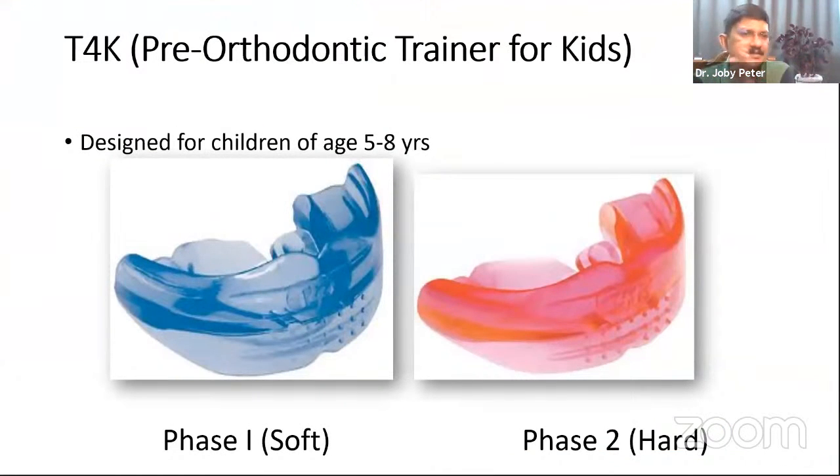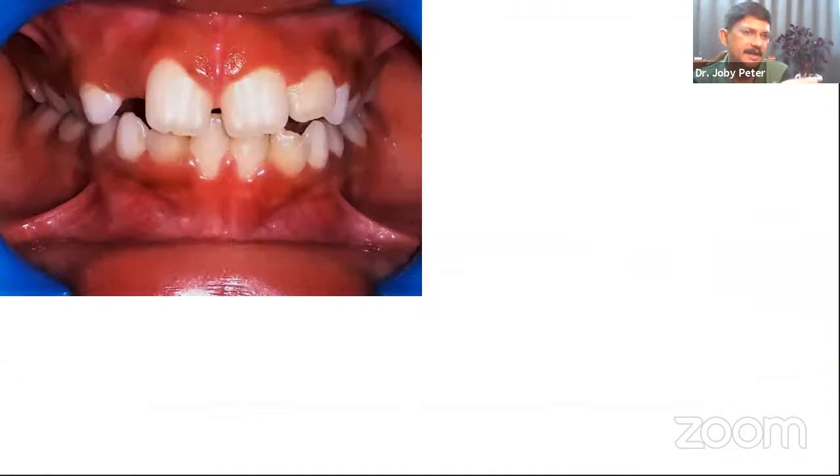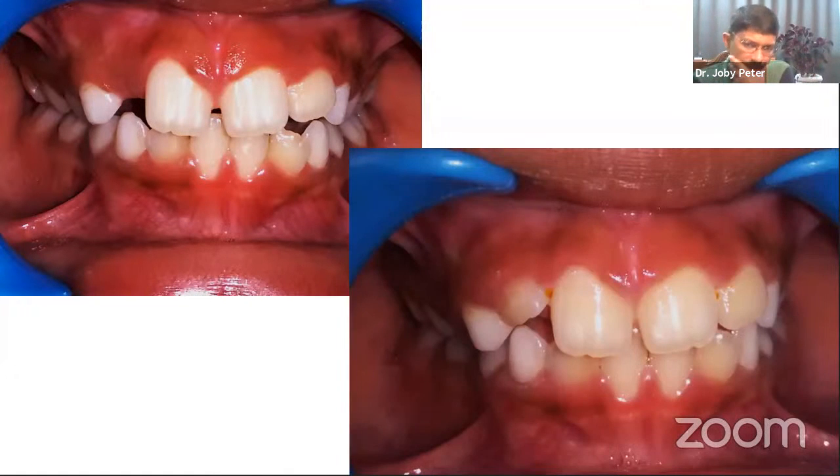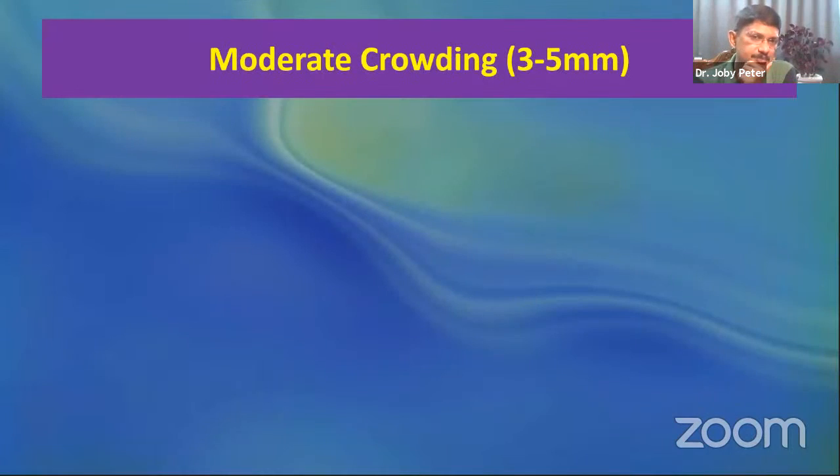Or there are appliances like pre-orthodontic trainers. That also is wonderful, you can give that also. That's also a good appliance; in specific conditions we also give functional therapy with trainers. It can also do a good job. But for mild to moderate crowding with functional problems, we can give this appliance. So the identification of the functional problem is very important.